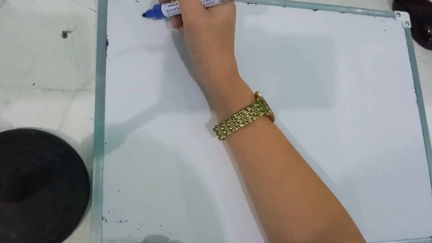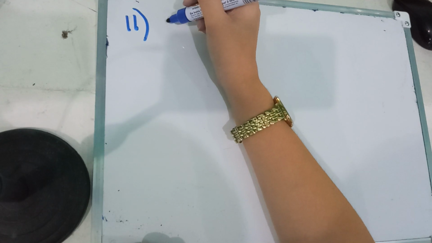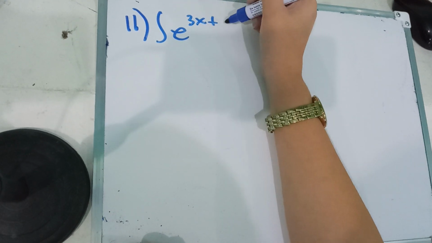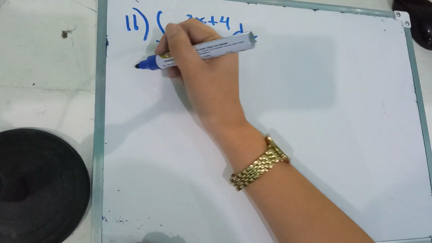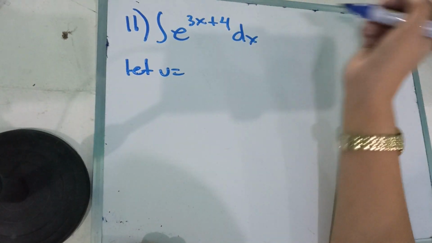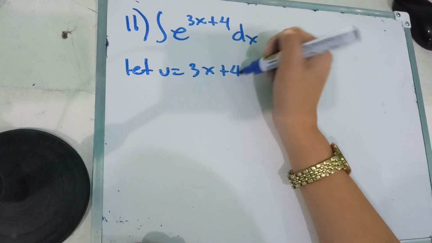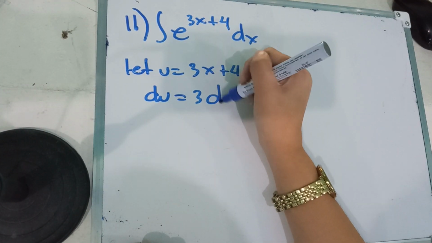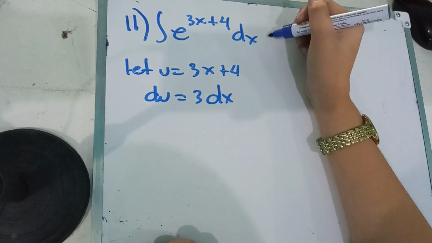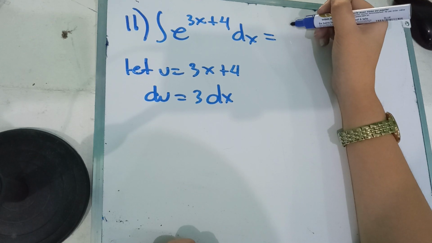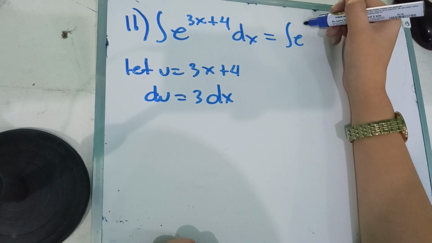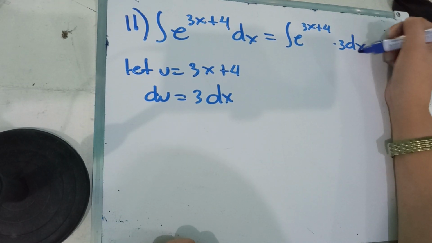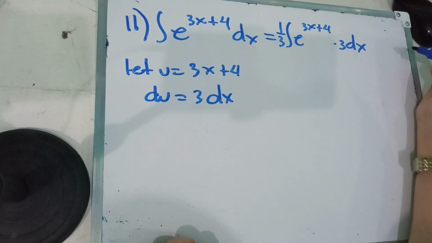Let's have example number 11. This will be the last example for exponential functions. The integral of e to the power of 3x plus 4 dx. So let u be 3x plus 4. So du is simply 3 dx, right? Now we can transform the function, that's the integral of e to the power of 3x plus 4 times 3 dx, but again we need to put 1/3 outside of the integral symbol.